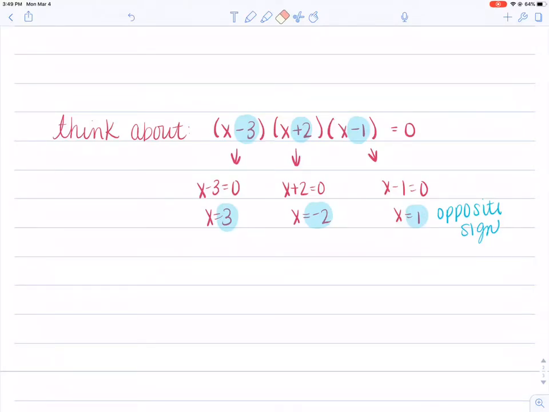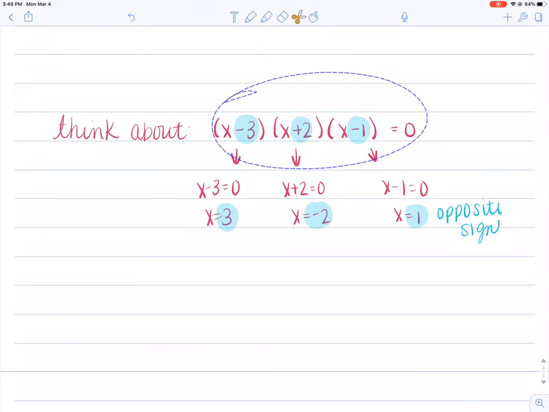So in this last example, we're going to be looking at constructing a polynomial. So we're going to be looking at taking some information and turning it into an actual polynomial equation. So first, let's think about if I had factored down and gotten what you see on the top of your screen: x minus 3 times x plus 2 times x minus 1.